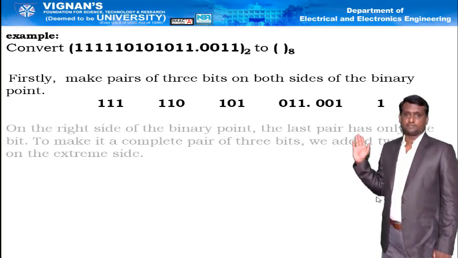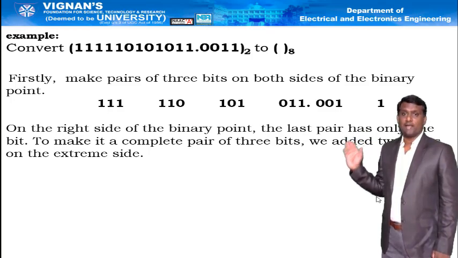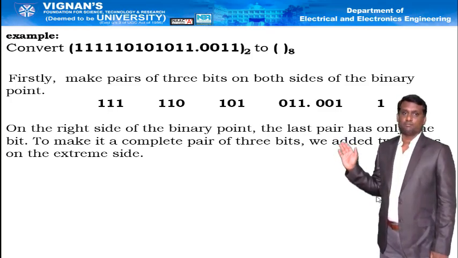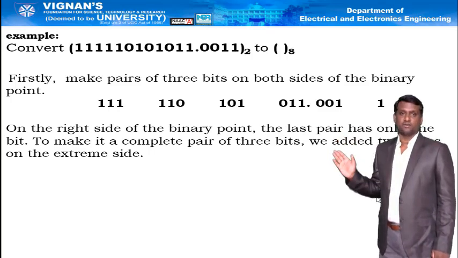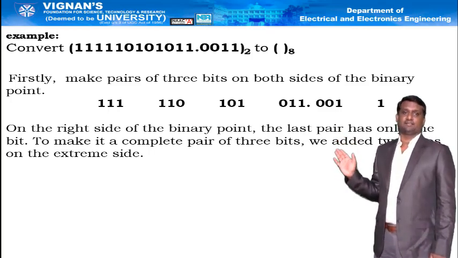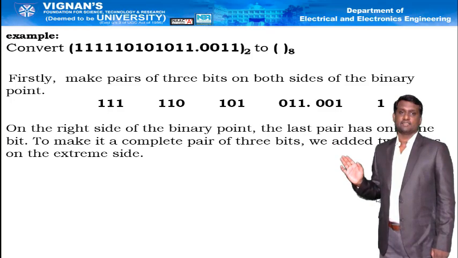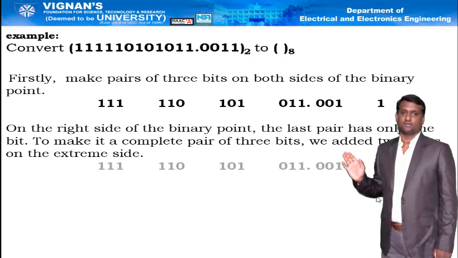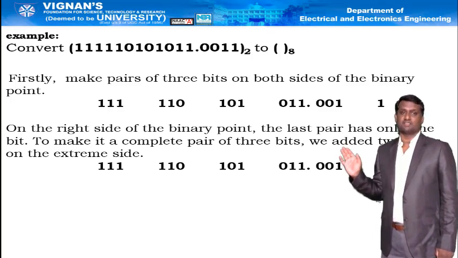On the right side of the binary point, the last pair has only 1 bit. If you observe, the fractional part of the binary number has only 1 bit. But in order to convert binary to octal, we require 3 bits. So we have to add 2 zeros on the extreme side of that binary number. After adding 2 zeros, the fractional part is 100.